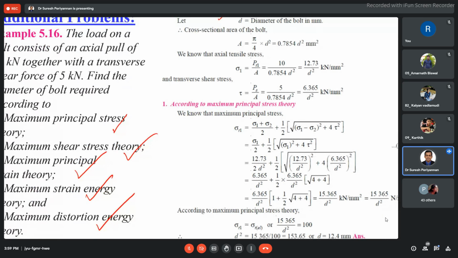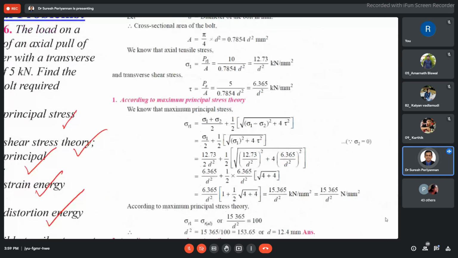Now see here, this is sigma T1, which is nothing but the maximum principal stress, equal to (sigma 1 plus sigma 2) divided by 2. Here sigma 2 is 0. Plus 1 by 2 times the square root of (sigma 1 minus sigma 2) whole squared plus 4 tau squared. Please don't worry about this sigma 1, sigma 2. This is nothing but sigma x, sigma y. Don't think of it as principal stress, please. This is sigma x, sigma y, and this is tau xy.